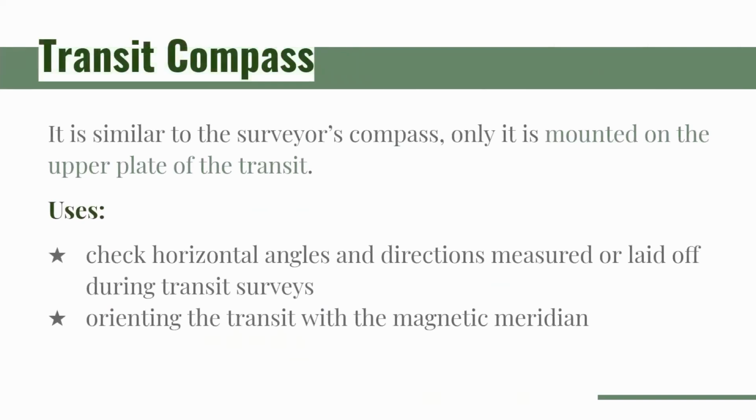The transit compass is similar to the surveyor's compass, only it is mounted on the upper plate of the transit. It is used to check horizontal angles and directions measured or laid off during transit surveys. It is also used for orienting the transit with a magnetic meridian.